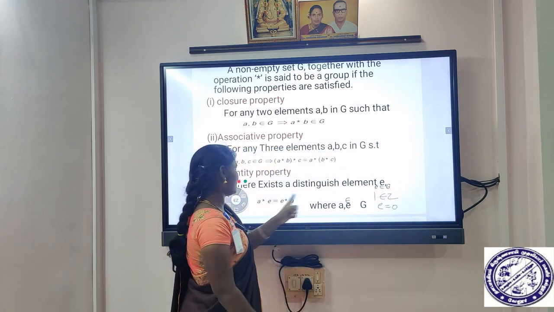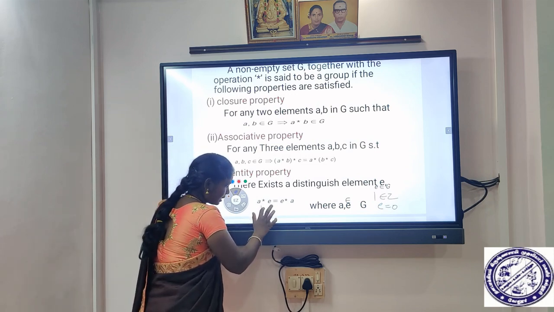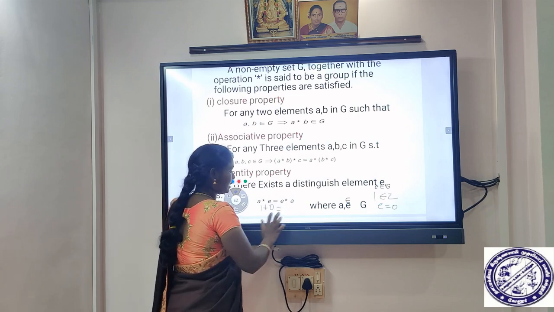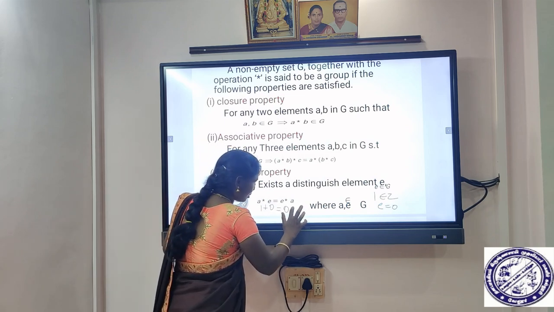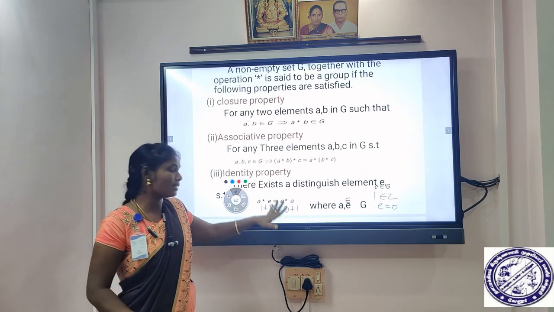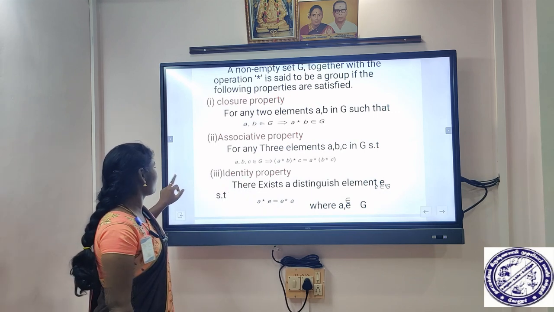So what is the condition here? A star E equal to E star A. A value is 1, the operation is plus, E value is equal to 0. And the next, E value is equal to 0, A value is equal to 1. So the right hand side and left hand side are also satisfied. So the identity property is also satisfied.